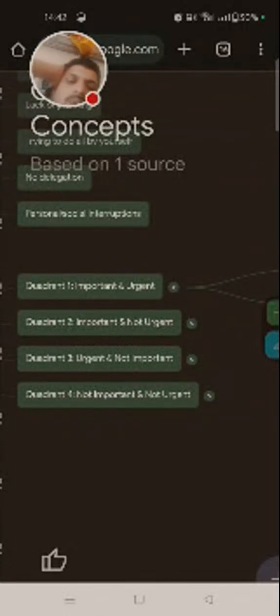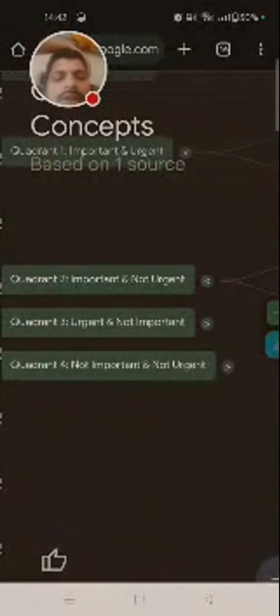Then quadrant two: important but not urgent. So plan it. Examples: meeting friends, bike service, and haircut. Then comes urgent but not important. So delegate it: grocery, a few phone calls, less important meetings. Then comes not important, not urgent. So eliminate and drop it: social media scrolling, movies, gossip, and unnecessary messages.